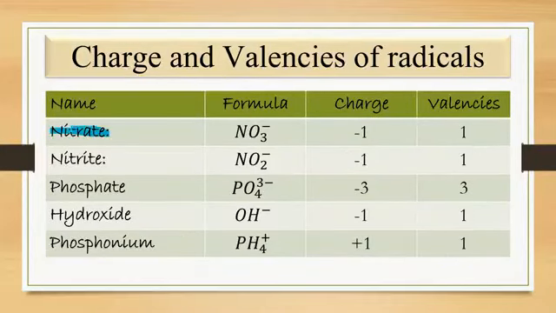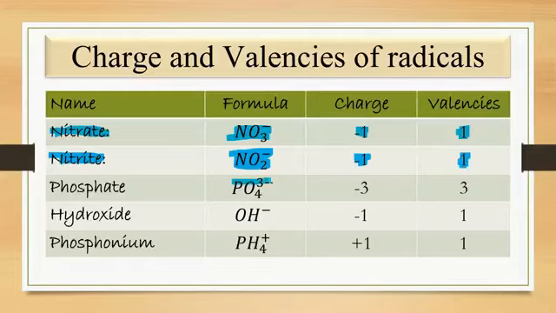Nitrate. Nitrate is NO3 minus ion. The charge of nitrate ion is -1, for example in nitric acid, HNO3. Nitrite ion. Nitrite is NO2 minus, while nitrate is NO3 minus. The charge is -1. For that reason, valency of nitrite is 1.